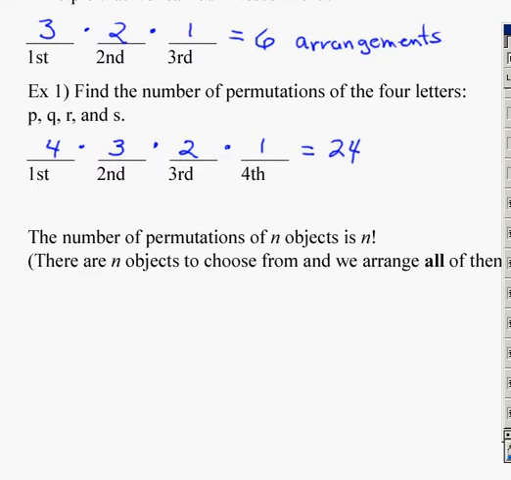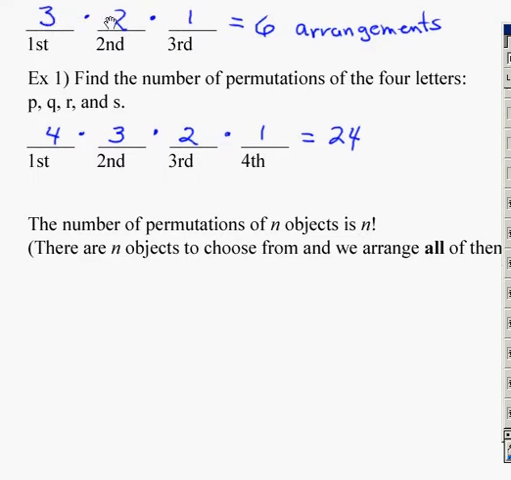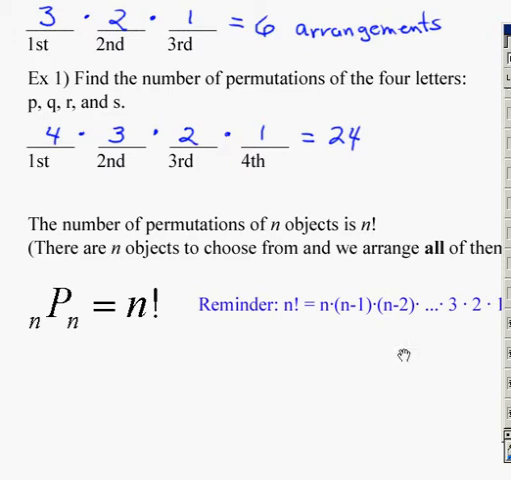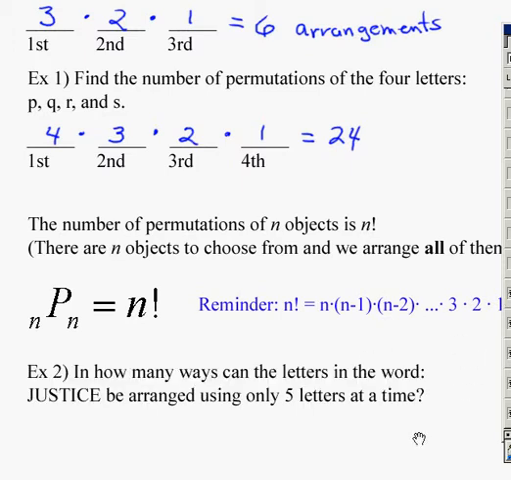Now, you might be noticing something we touched on a little earlier. We've got 3 times 2 times 1 and 4 times 3 times 2 times 1. If you take some number and multiply it by every integer less than that down to 1, that's called a factorial. So in this case, n factorial is going to be our answer. The number we're choosing, the number we're using is the same. If we have 4 objects, we're going to arrange all 4 of them. Then n factorial is going to give us our answer.